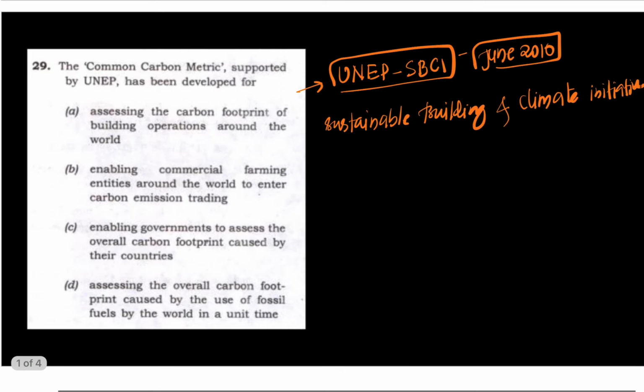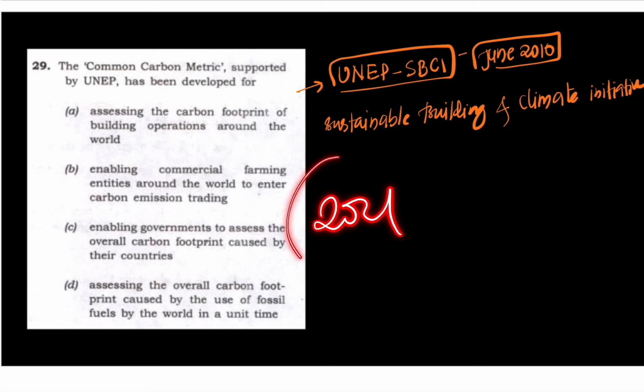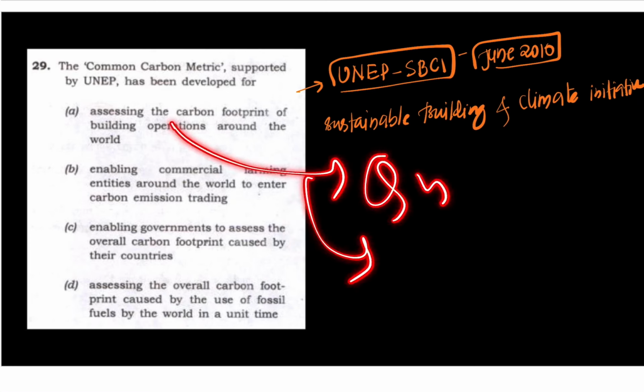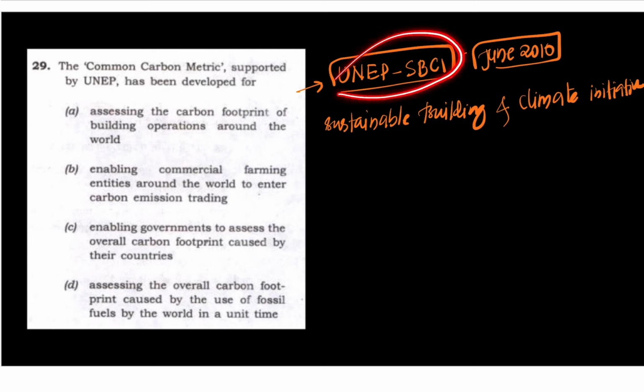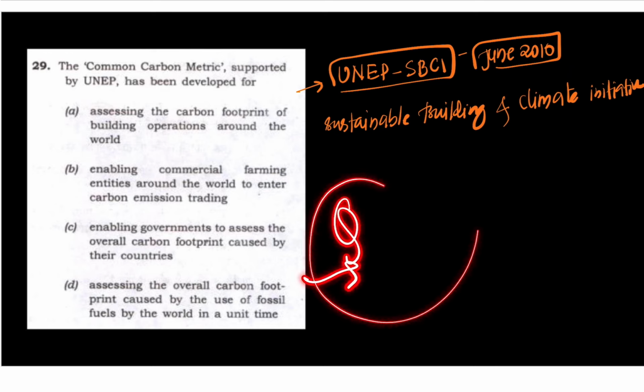Now look at another question. It is about the common carbon metric, which was asked in around 2021. Look at what it does: it is quantification and measurement and management of the carbon footprint of building operations, right? It was developed by the UNEP and SBCI, that is Sustainable Building and Climate Initiative, in 2010. Now the theme is the same, quantification and management of emission, right?